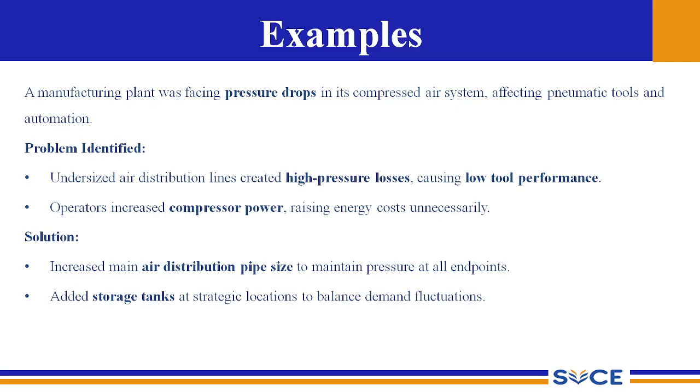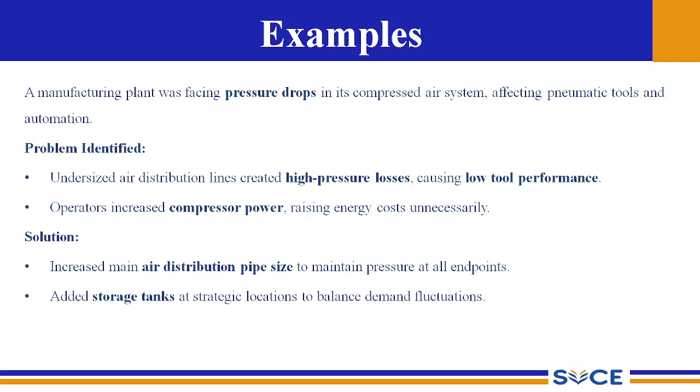Next, a few more examples. For example, consider pressure drop in a compressed air system. We identify the problem as an undersized air distribution line, which is causing high pressure losses. If you increase the compressor power in such a case, it will raise the energy cost unnecessarily. So what needs to be done here? You can increase the air distribution pipe size so that you can maintain the pressure at all the endpoints, and also you can install additional storage tanks to store the compressed air at strategic locations in order to balance the pressure fluctuations and the supply-demand fluctuations.